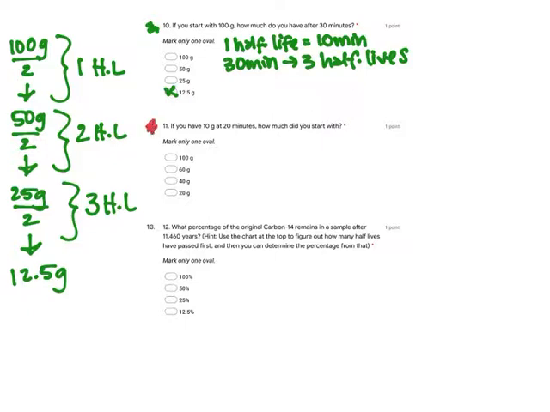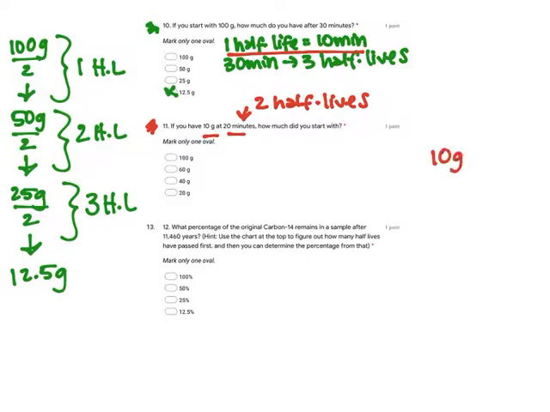Great job. Let's do number 11. If you had 10 grams at 20 minutes, how much did you start with? So we know that this is still true. One half-life is 10 minutes. So this means if we're dealing with 20 minutes, this is 2 half-lives has passed. So let's work backwards and see what we started with.